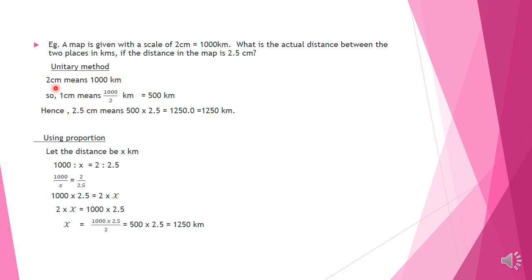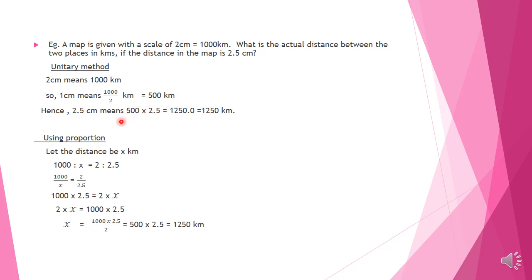2 cm is equal to 1000 km. So we are finding 1 cm means what? So 1 cm is equal to 1000 by 2. We have to divide the total distance by the 2 cm. So 1000 by 2. What is the answer? When we divide, we get 500 km. So 1 cm is 500 km.